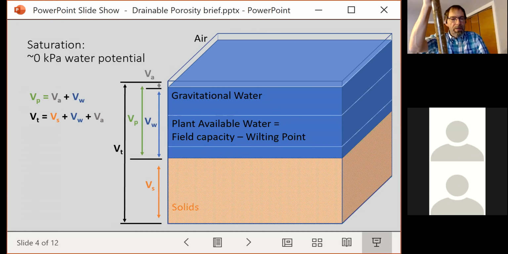Drainable porosity is going to be related to the amount of water that will flow out of that soil under the influence of gravity. When gravity no longer has enough energy to pull the water out, then that's as much water as you can actually drain from the soil.